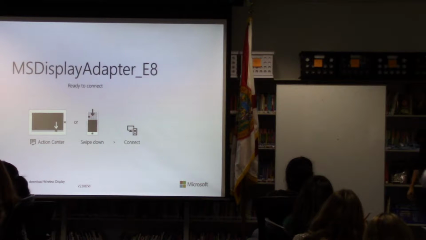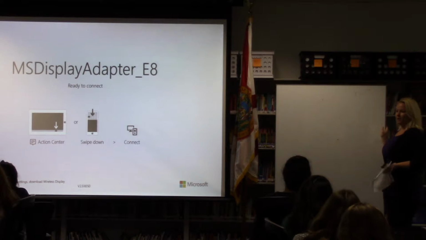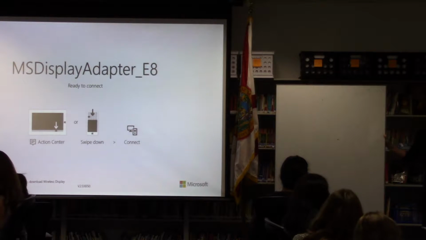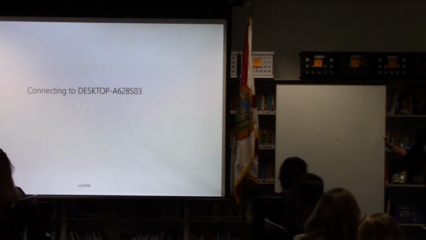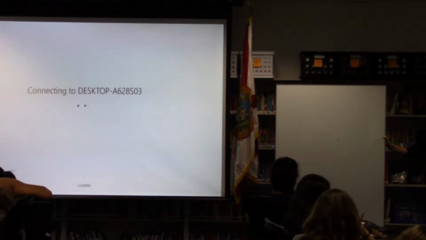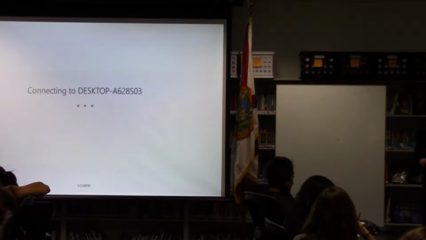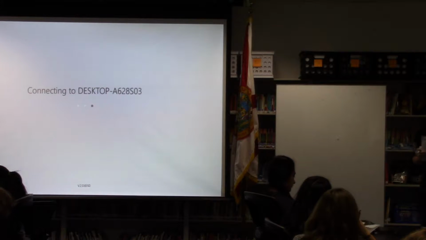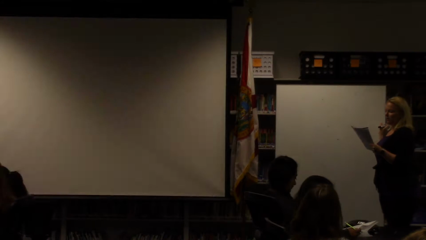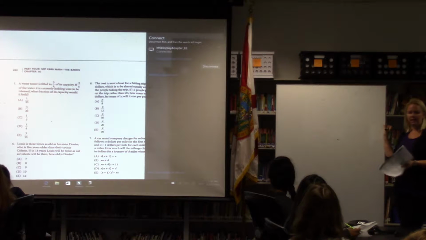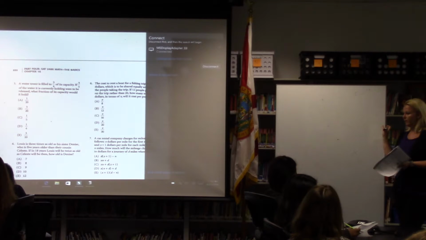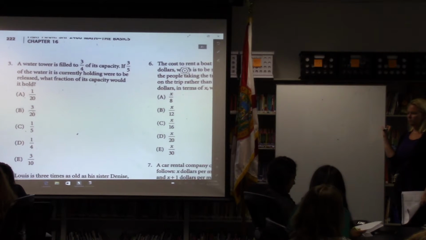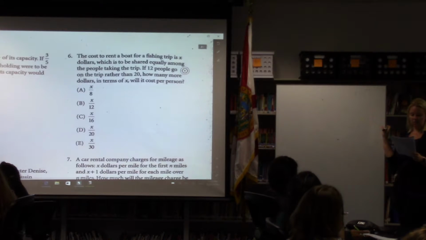Okay, so the way we're going to do this, guys, we're going to not talk in terms of fractions, we're going to talk in actual numbers, okay? So what we know is that a tower is filled to 3/4 of its capacity, and 3/5 of the water it's currently holding is released. What fraction of capacity does it hold? So let's talk about the number they're referring to. It's filled to its capacity, so let's give it a capacity. And the best way to do this, guys, is to use the largest denominator given, okay? So what's our largest denominator in those answer choices? 20.